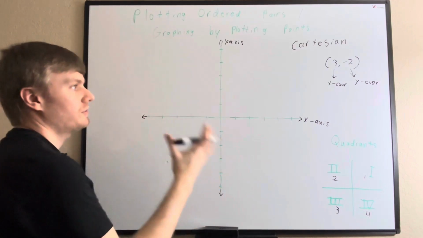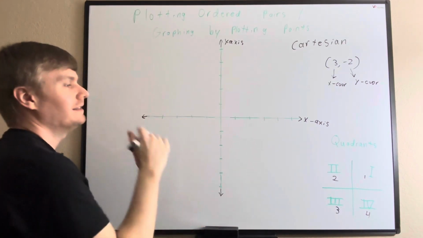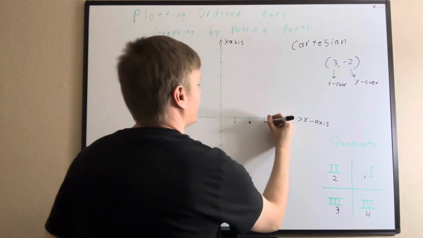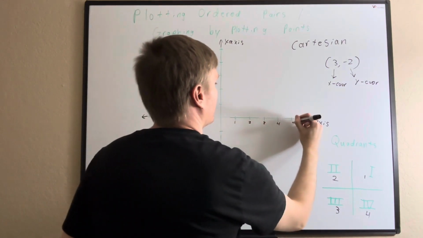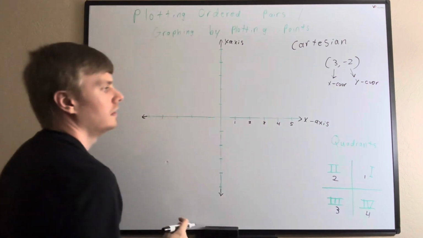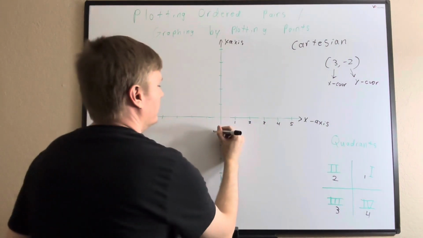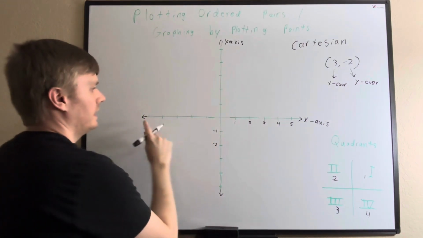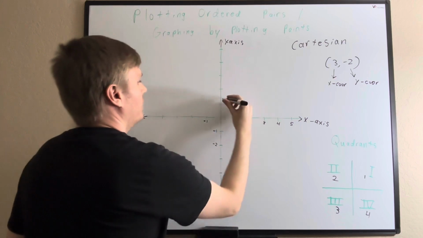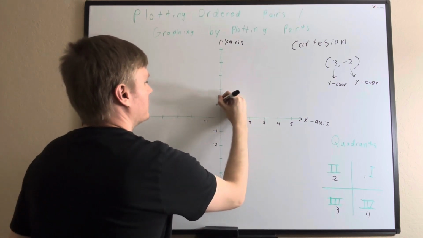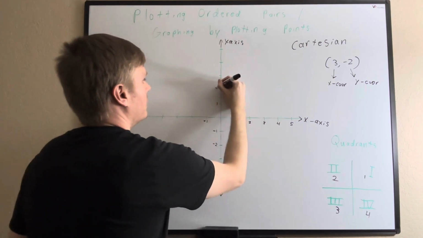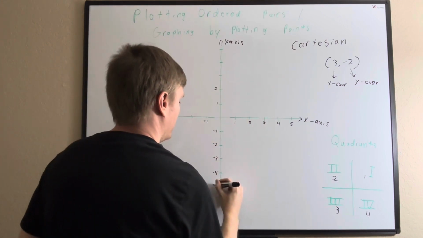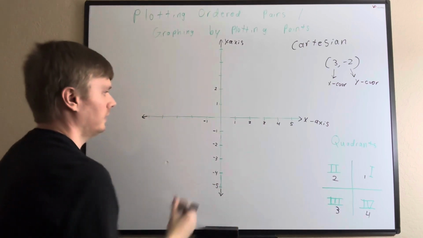So the first number is 3, and it's a positive 3. This is the positive direction. Downward is a negative direction. To the left is a negative direction. Upward is a positive direction. That's very important to know.